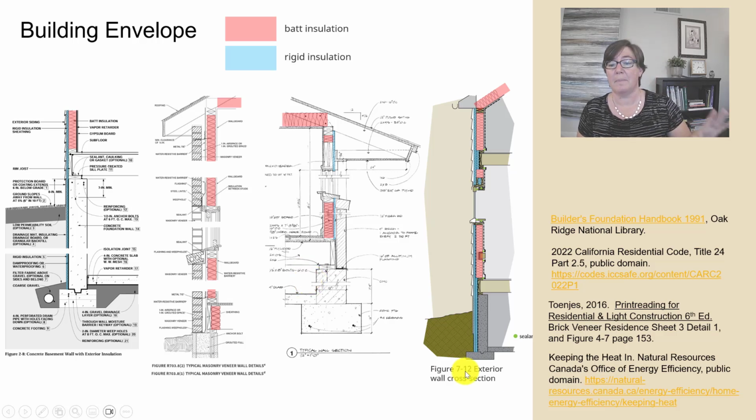All right, so for this video, we're going to look at a different detail, coming from Canada's Office of Energy Efficiency. And we're going to look at this detail here. So you can see that there is batt insulation in the wall, right, and in the ceiling, and then there's rigid insulation along the exterior.